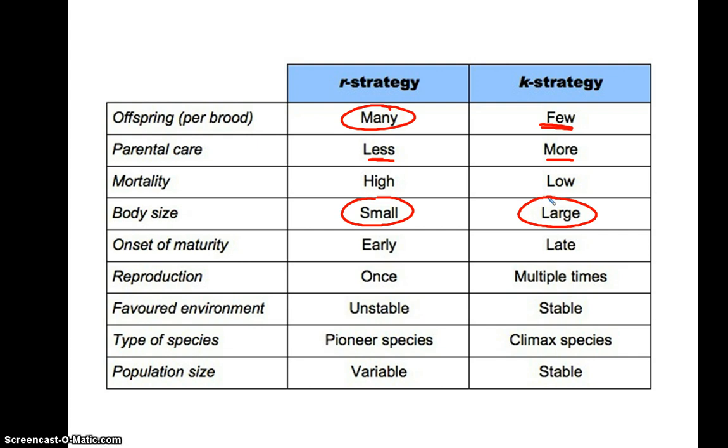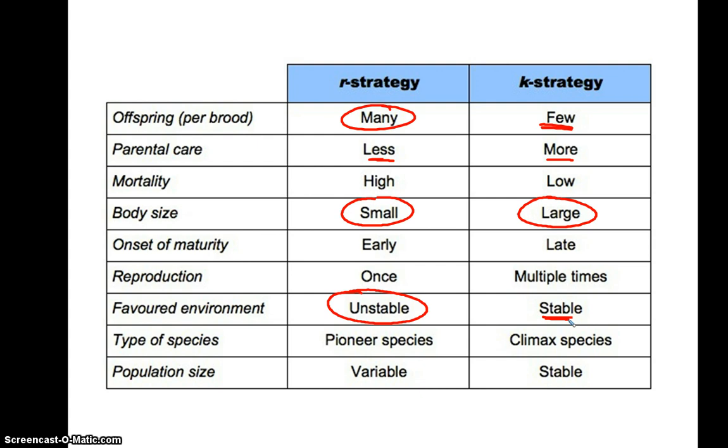Favorite environment. The R strategists tend to like unstable environments. We talked about boom and bust curves before, and here's an example. So the R strategists are really able to take advantage of the good conditions, and if this environment's unstable, during good years their population will boom, during bad years it will go down, but they're able to bounce back. K strategists, on the other hand, prefer stable environments. They are well adapted for the conditions that are there.